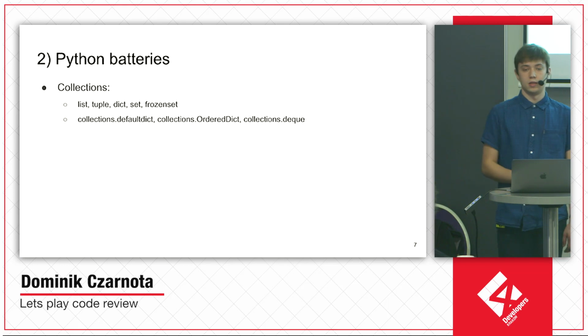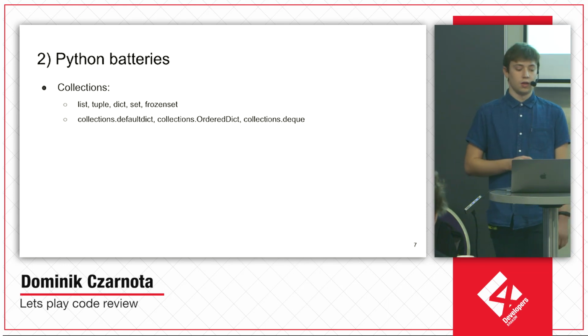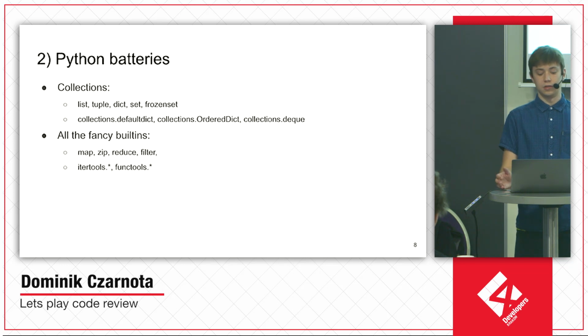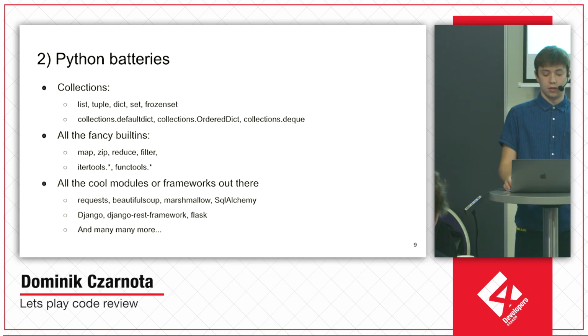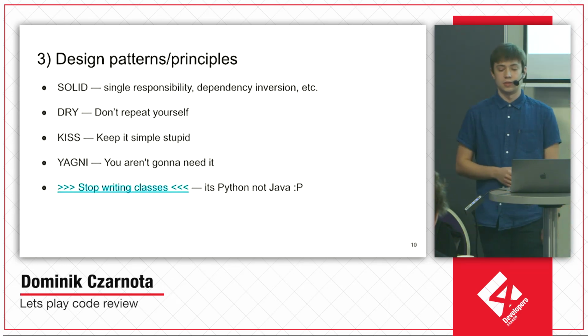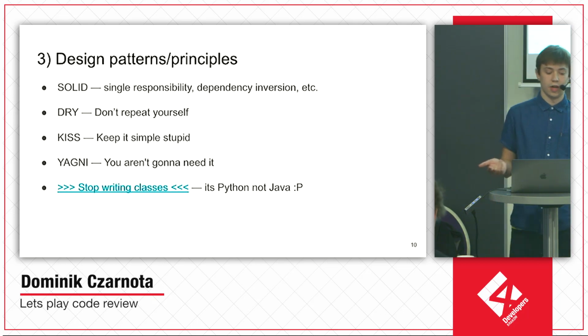Second of all, Python has a lot of batteries, so first of all, there are collections. There are also all the fancy built-ins like map, zip, reduce, itertools, or functools, and all the cool modules that you can download from PyPI, like requests or Django, and so on. Another thing is design patterns and principles like SOLID, DRY, KISS, or YAGNI. And there is also a cool talk, "Stop Writing Classes", because Python is apparently not Java. So you don't need tons of classes in Python.